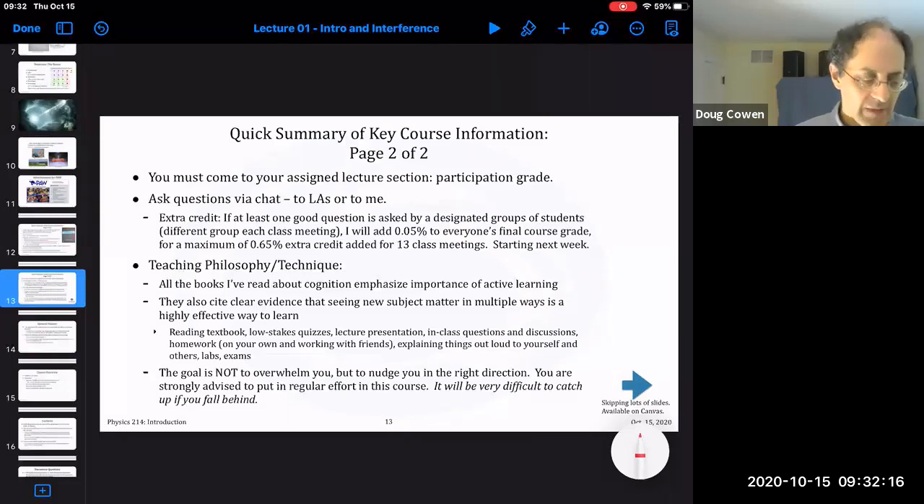So the goal is not to overwhelm you, but to nudge you in the right direction. But you are really strongly advised not to allow yourself to fall behind in this class. You should really put in regular effort. It will be pretty difficult to catch up because it's just a half semester class. So if you miss the first 3 weeks, that's half of the class.